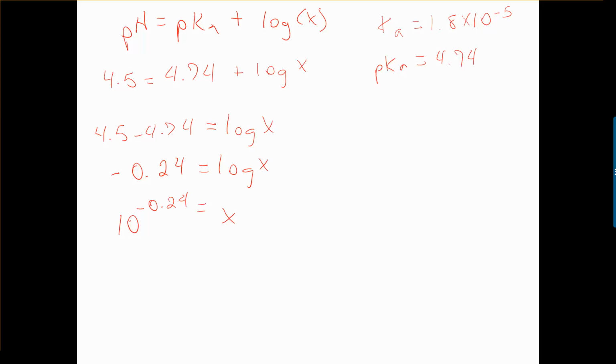So x equals 0.57. That's what my ratio would need to be equal to. It doesn't matter how much of either thing I use as long as the ratio equals this. So every 100 milliliters of acid, you have to add 57 milliliters of base. Right?